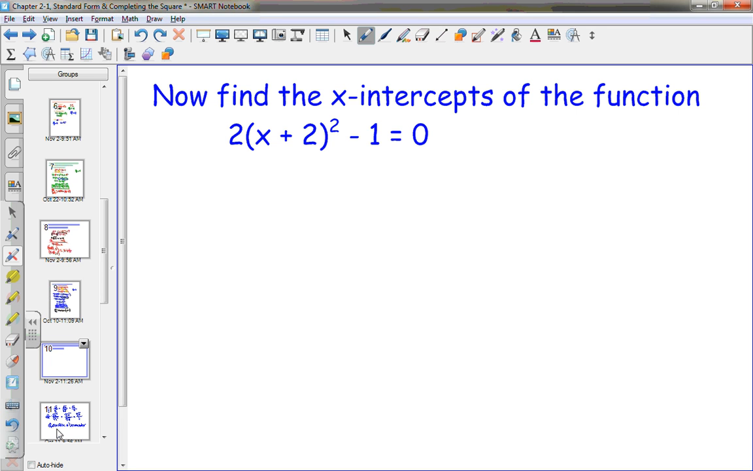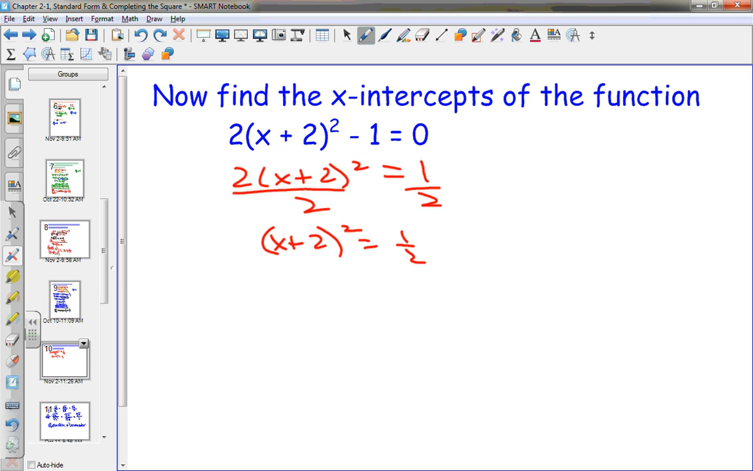I have 3 minutes, okay. I need to add, thank you, John, add the 1, and then divide by 2 on both sides. So x plus 2 quantity squared is equal to 1/2. Square root both sides. So take the square root of both sides.